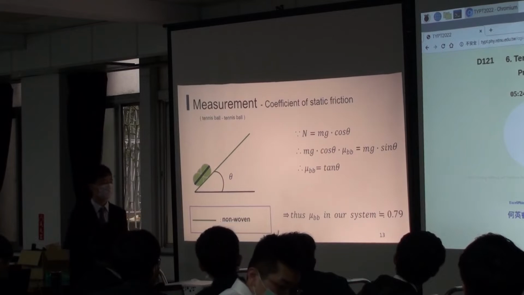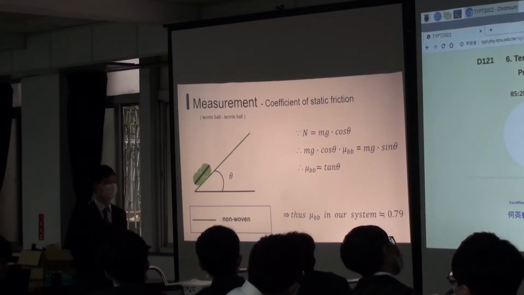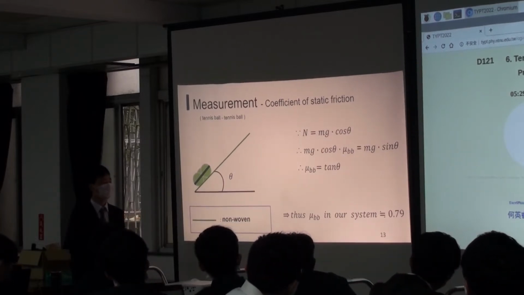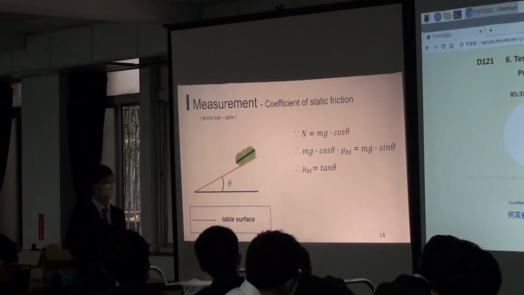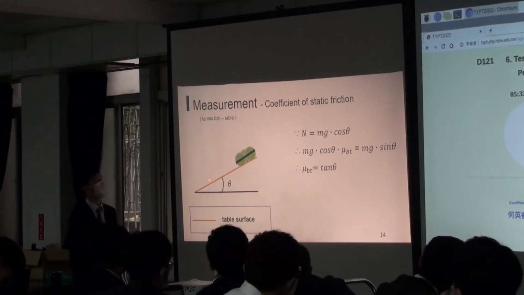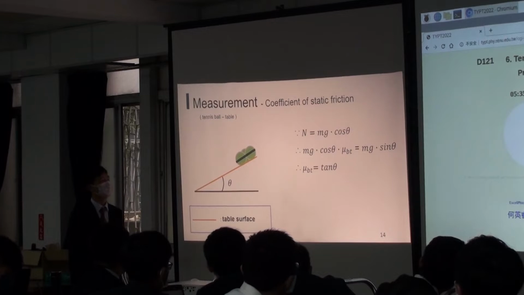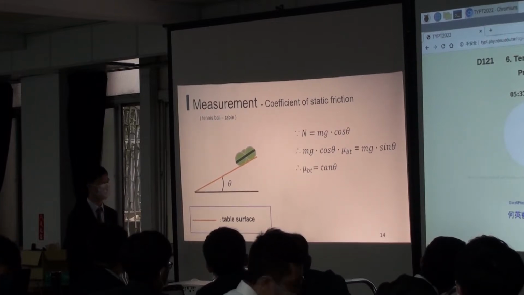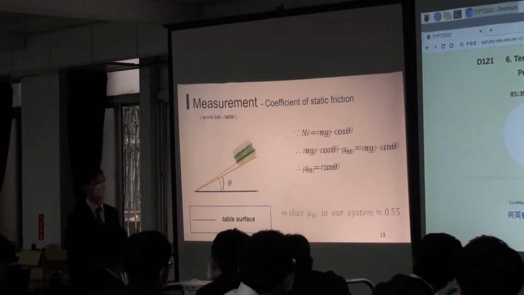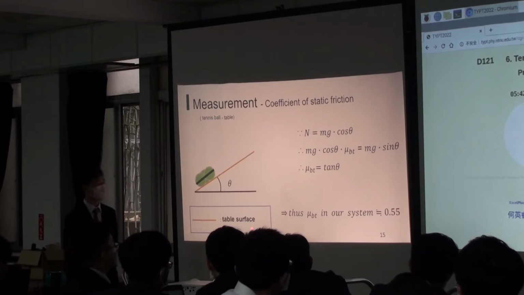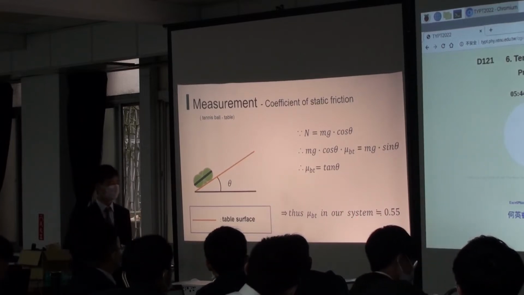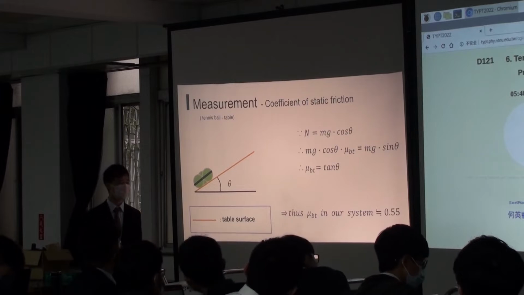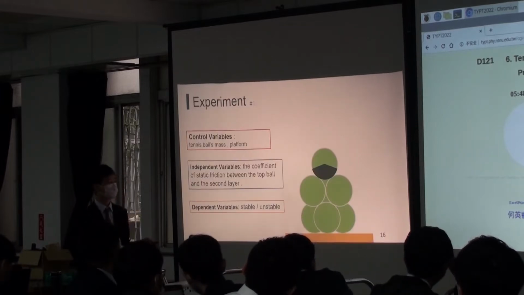Thus, we can know that the maximum friction coefficient of the tennis ball in our system is about 0.79. And when we use this same measurement method to measure the coefficient of static friction for the table surface, we can know that the friction coefficient of the table is about 0.55.